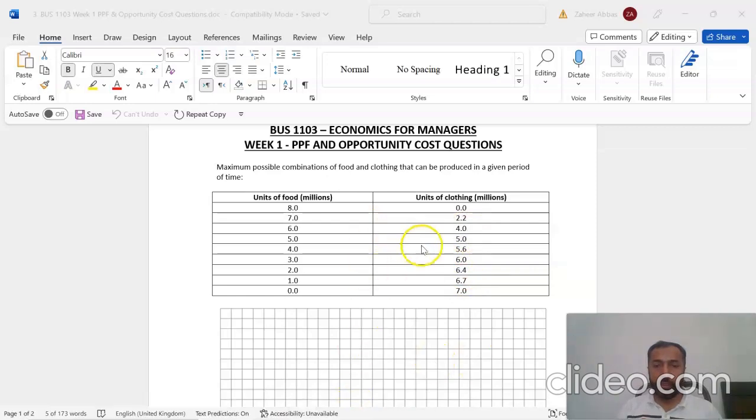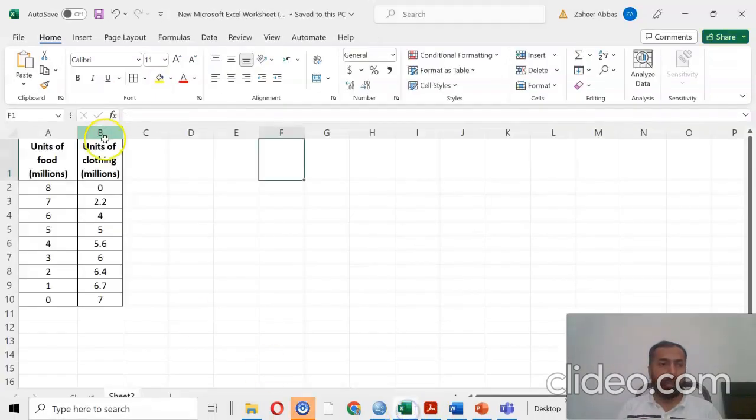So let's go to the Excel and first of all learn how to make the production possibility frontier. This is the same data, units of food in millions and units of clothing in millions. And we can see that if we want to increase the production of clothing from 0 to 2.2, we have to decrease the production of food from 8 to 7. And if we want to increase the production of food from 0 to 1, we have to decrease the production of clothing, and this is known as trade off. And we have to trade off because of scarcity, because of limited resources. We have to make these choices.